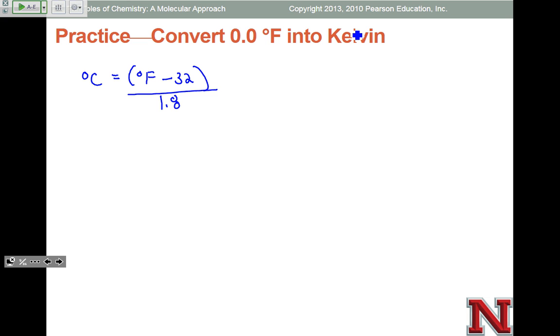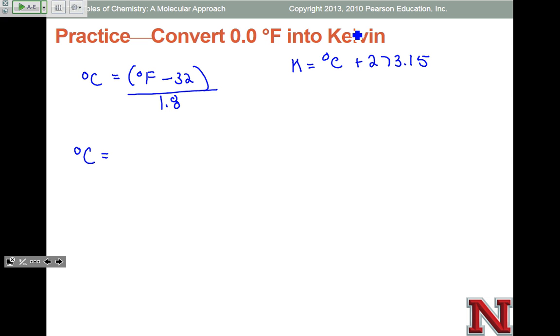We can either rearrange it first, or we can plug in our degrees, and we don't need a rearrangement now. But if we were taking degrees Celsius to Fahrenheit, we could still use the same equation and rearrange it. We also know that our Kelvin is equal to our degrees Celsius plus 273.15. So we can convert it to degrees Celsius and then convert to Kelvin.